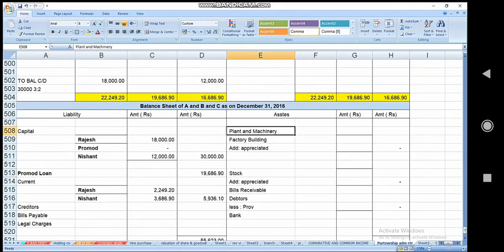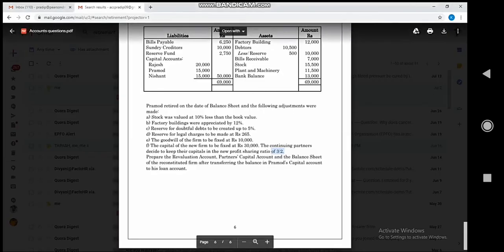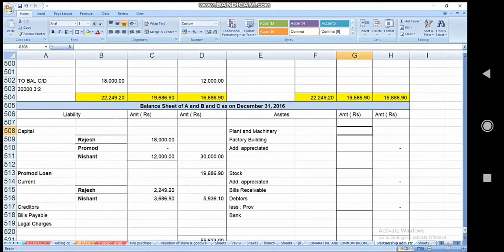The capital account is matched, and the capital account balance is automatically transferred to Rajesh and Nishant. There is no capital account of Pramod, because Pramod is retired, so no more capital balance of Pramod. But Pramod's loan account is also transferred to the balance sheet.